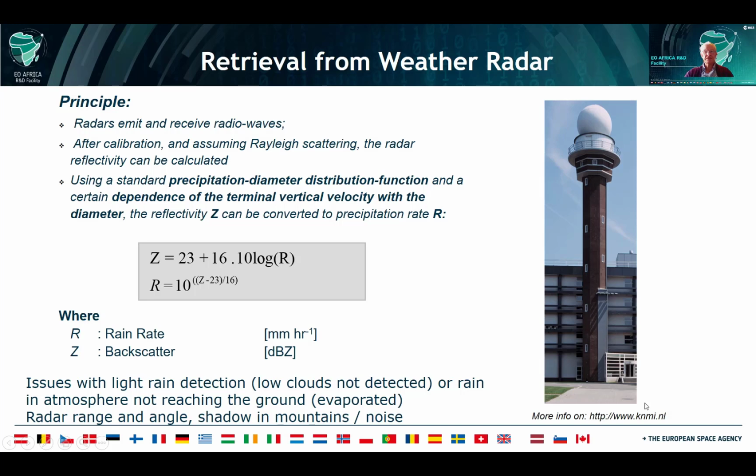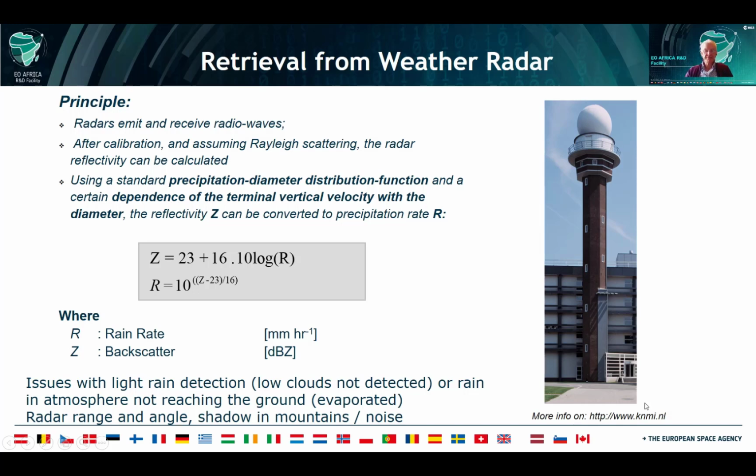Traditionally, use is made of the weather radar, where the radar system emits radio waves. Part of the radio waves are backscattered due to the interaction with the hydrometeors within the clouds, and that amount of backscatter, so the reflectivity, can be related to the precipitation rain rate, as the higher the backscatter, the higher the precipitation rates.